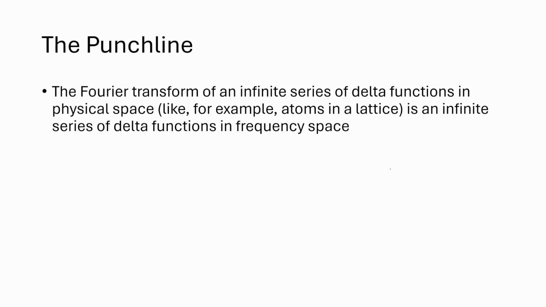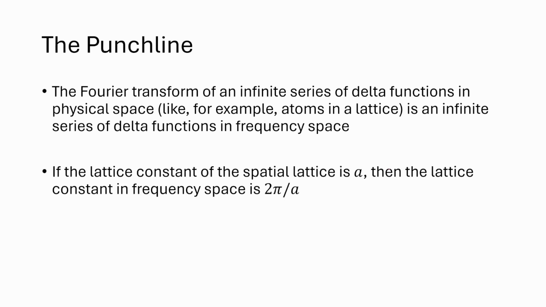So you get this series of spikes. We transformed our delta function array into a different delta function array, and 2 pi over a is the lattice constant of this new transformed lattice. It's the reciprocal of the original lattice constant, and that's why this is called the reciprocal lattice. So there's your conclusion. This is what the reciprocal lattice is. It's the Fourier transform of the spatial lattice.